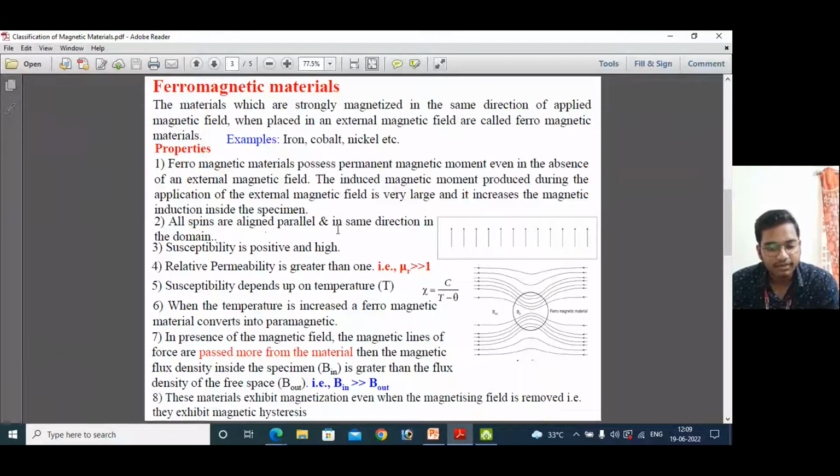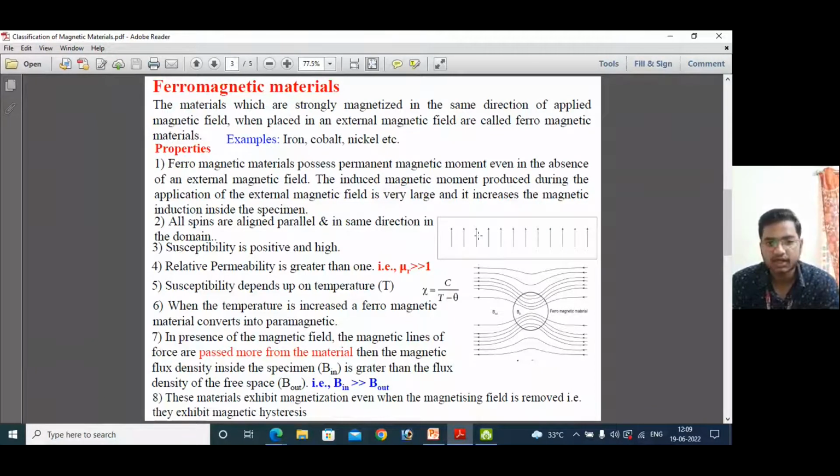All the spins are aligned in parallel and in the same direction in the domain. We can see in this picture all the spin alignments are arranged in the same direction and are parallel in direction. Susceptibility is positive and high. Relative permeability is greater than 1.